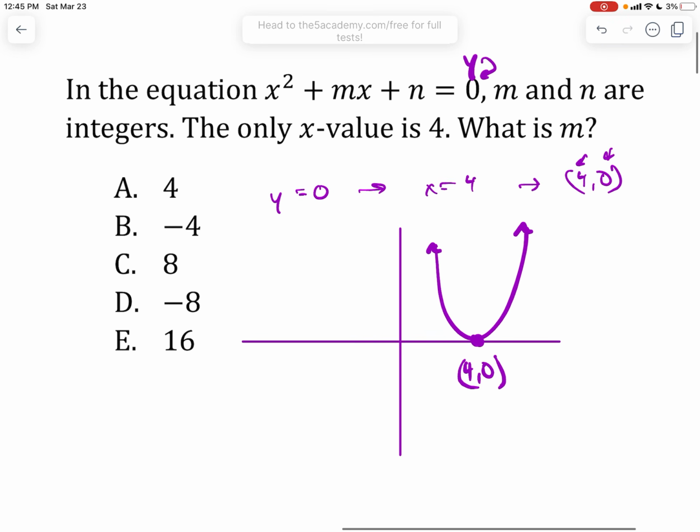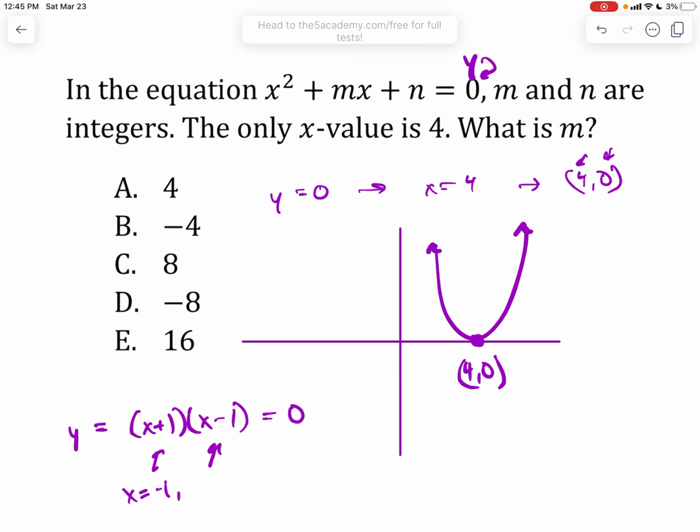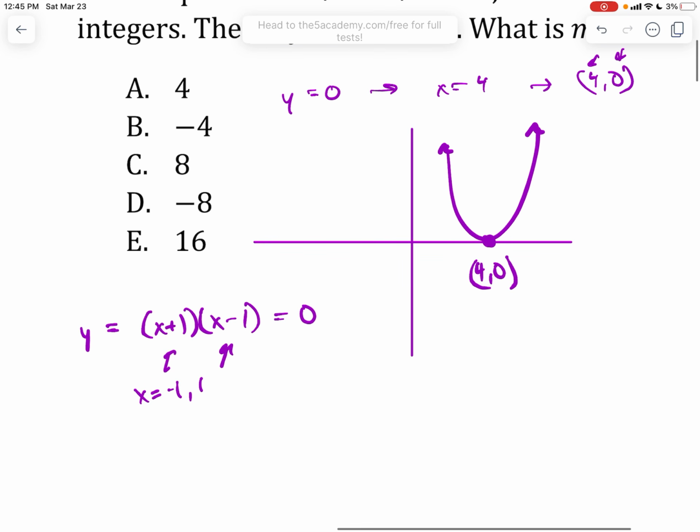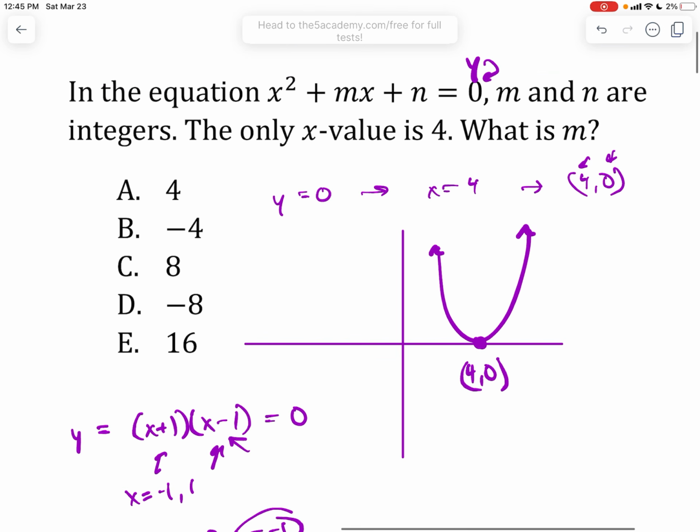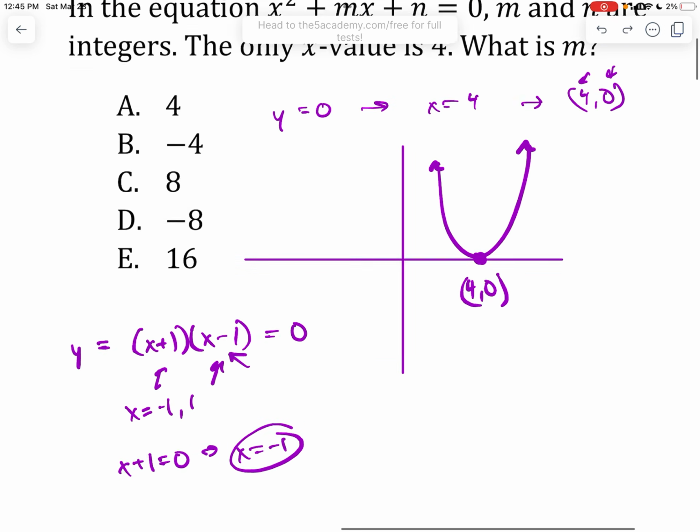Well, remember how we do factoring, right? If I give you an equation that's factored out like x plus 1, x minus 1, and I say this is equal to 0, what this is really describing is the x-intercepts. There's two of them, x equals -1 and x equals 1, because when you solve x plus 1 equals 0, you end up with x equals -1, and same thing here. This is what it's describing, the x-intercepts. So really what the problem is telling you is you have one x-intercept instead of 2.